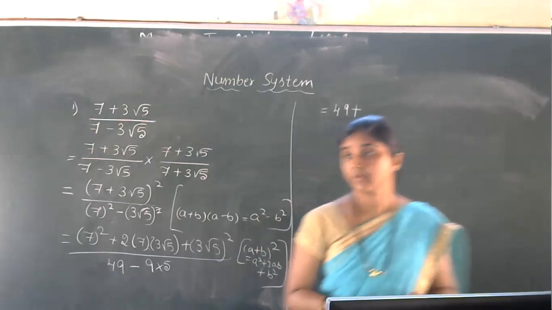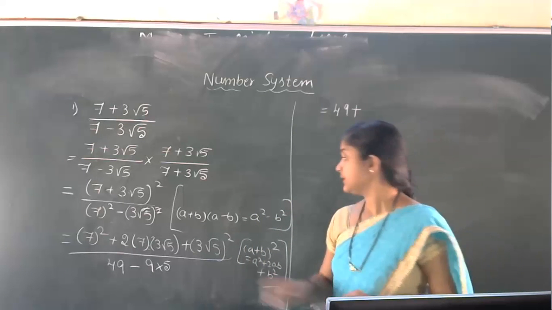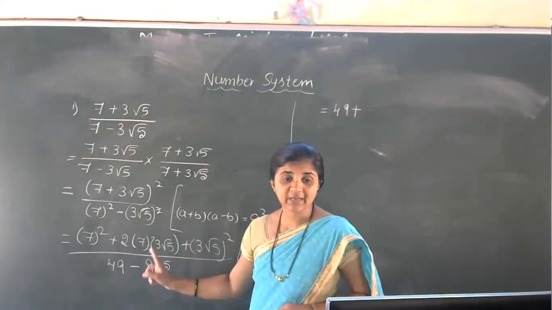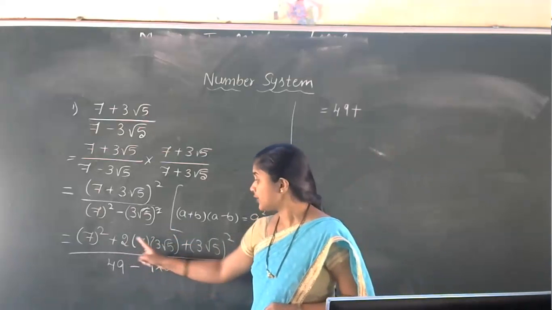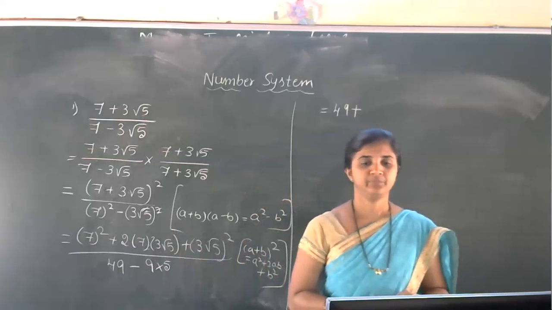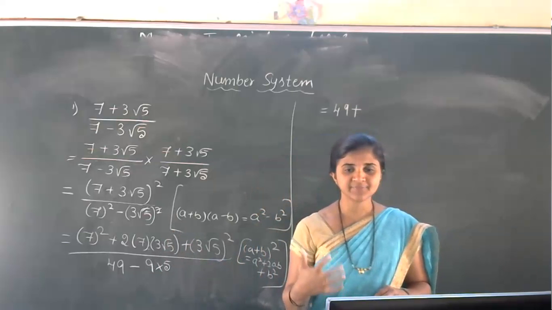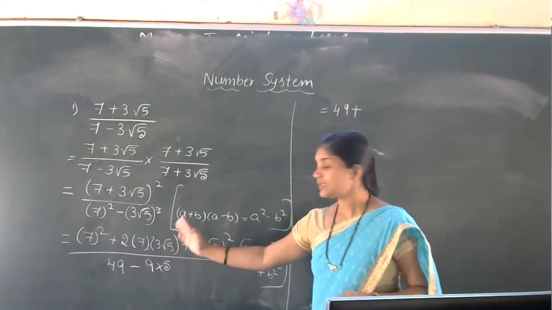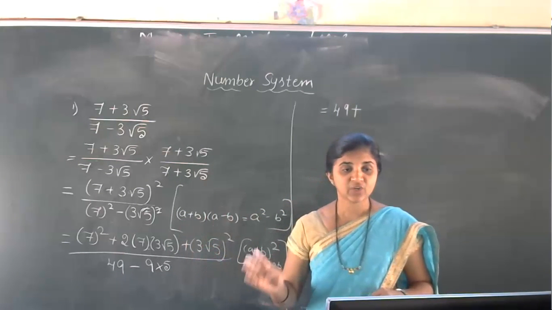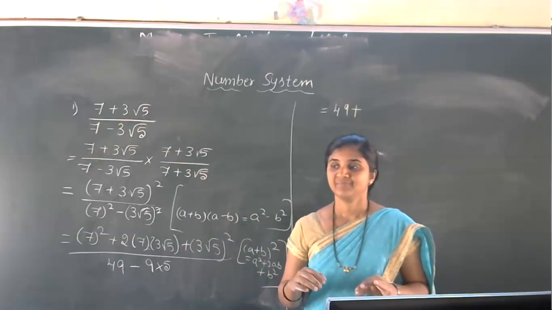Medini, 14 into 3 root 5, what answer will you get? Here it is 2 into 7 into 3 root 5. What answer will you get for this step? First, you have to participate in the class. What product will you get? 2 into 7 into 3 root 5.